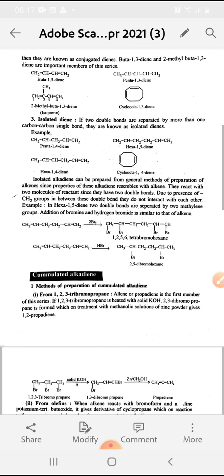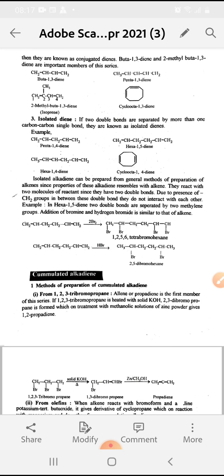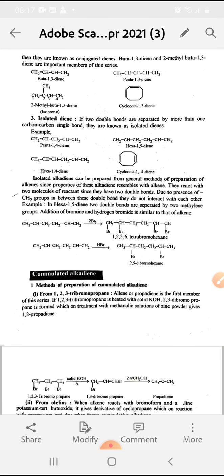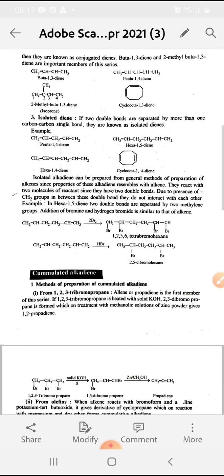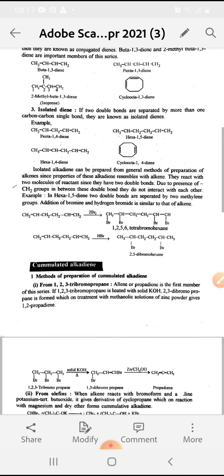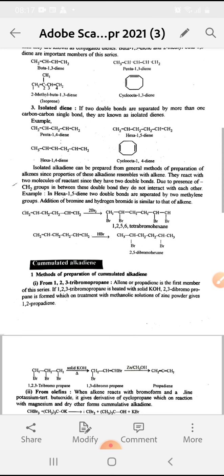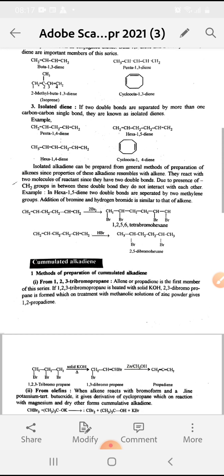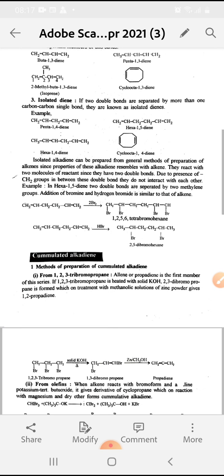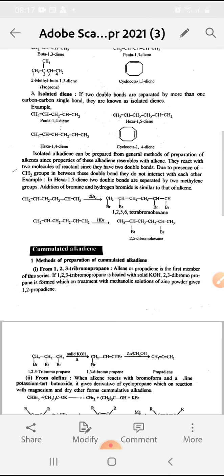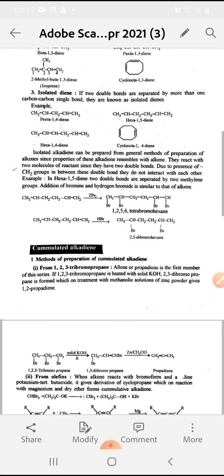Now let's talk about isolated dienes. If two double bonds are separated by more than one carbon-carbon single bond, they are known as isolated dienes. So we see the examples. First is penta-1,4-diene. Second example is hexa-1,5-diene. Third example is hexa-1,4-diene. And the fourth example is cycloocta-1,4-diene.